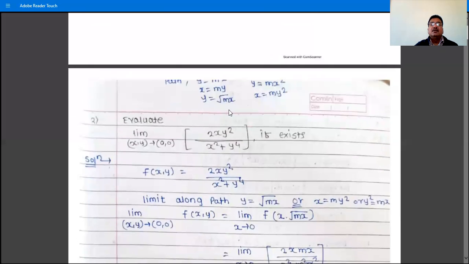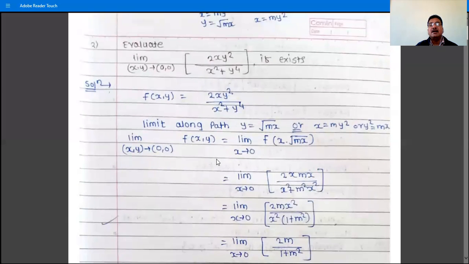So these are some paths: y = mx, x = my, y = √(mx), or y = mx², x = my². That depends on the example. So in this example, take the path y = √(mx), or x = my², or y² = mx. Take any one out of these.